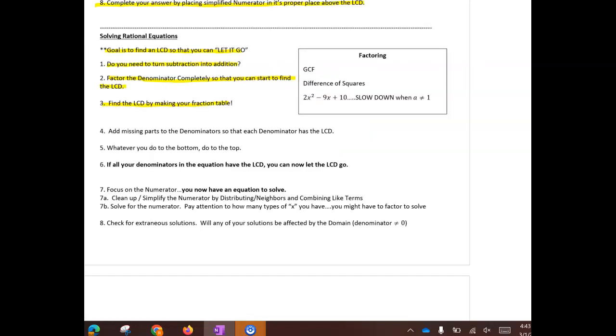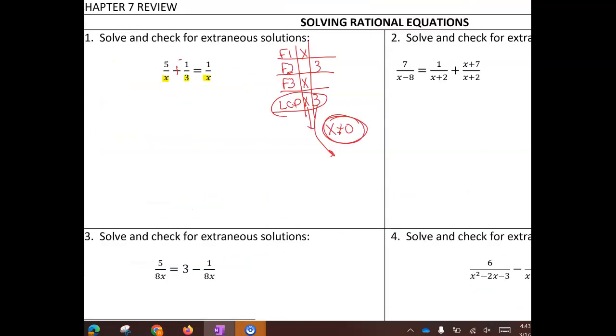So takeaways, going here. Add the missing parts to the denominator, and whatever you do to the bottom, we're going to do to the top. All right, so first one needs a 3. Second one needs an x. The last one needs a 3. Whatever I did at the bottom, I'm going to do to the top. And now I can let the denominator go.